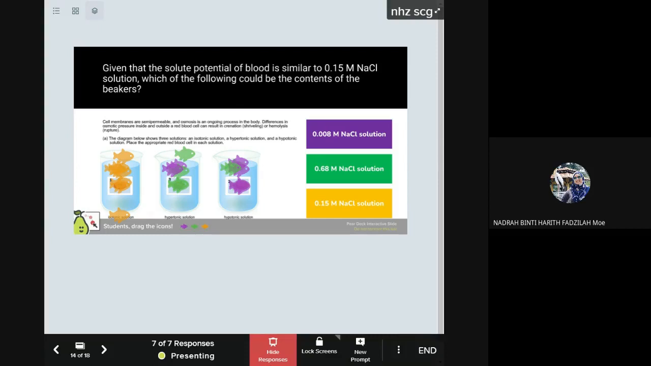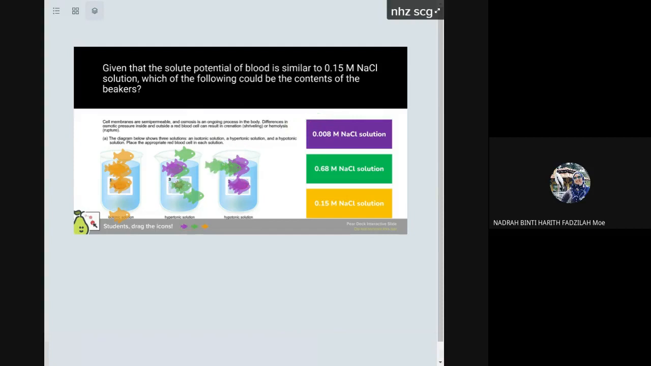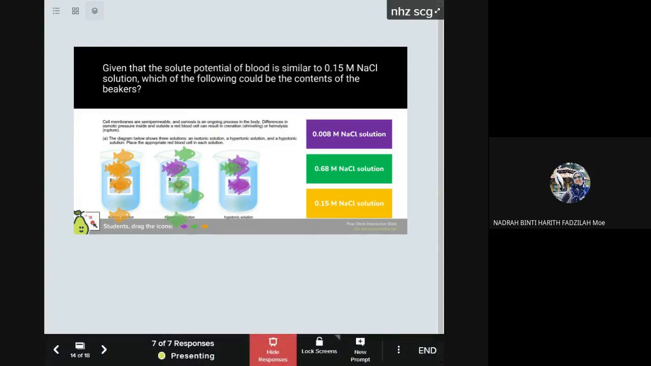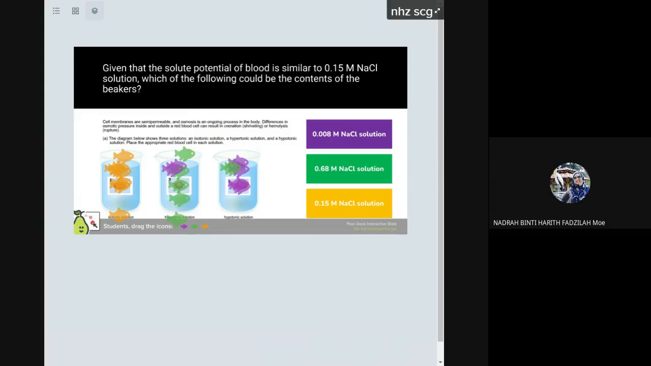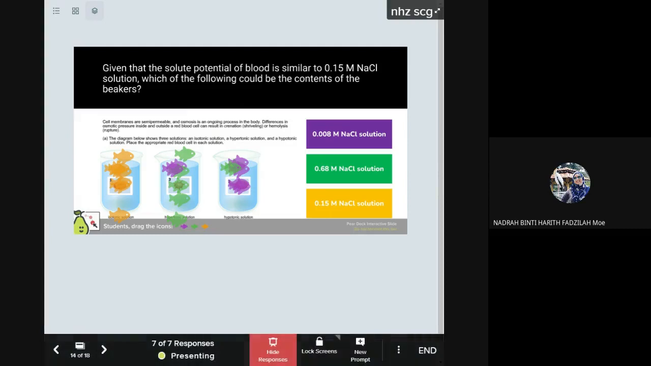Okay, now between purple and green, which one has the lowest water potential? Yang paling kurang water potential ialah 0.68 NaCl solution. So this one is hypertonic. Sebab dia paling pekat, it has highest solute concentration, dia yang paling pekat, maka dialah yang paling sikit air. So it has the lowest water potential untuk warna hijau.